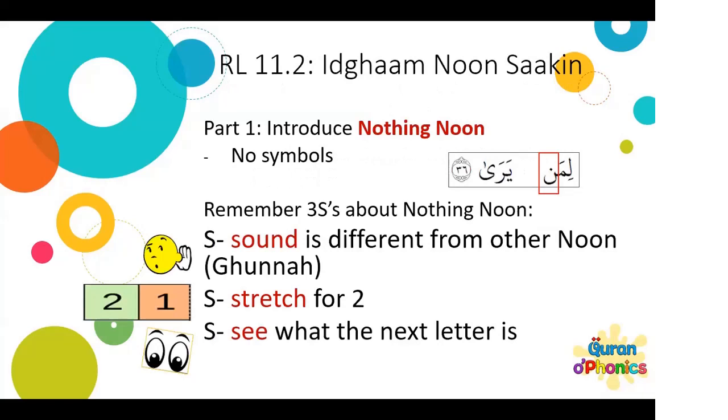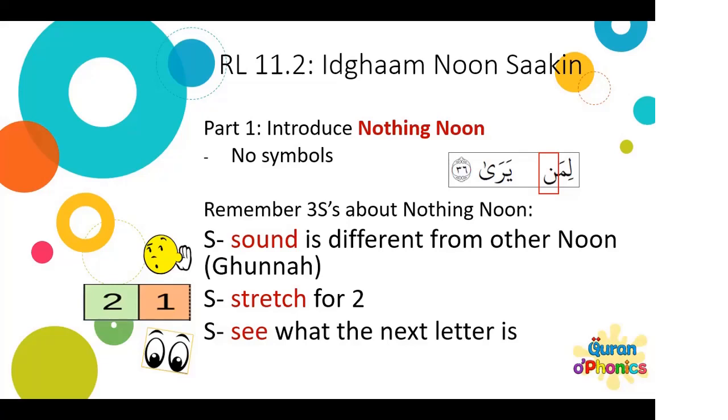Right, so in reading level 11.2, we teach them only 2 alphabets of idgham, which is waw and ya, and I'll come to that. But before that, we need to introduce this nothing noon to them. We show them this nothing noon. How do you differentiate it from the other noon? Nothing noon has no symbols. Nothing noon will have nothing on it.